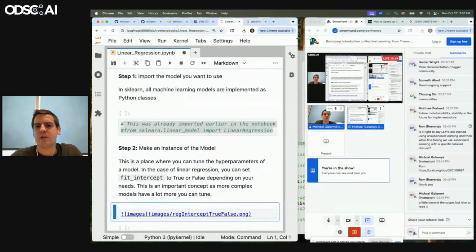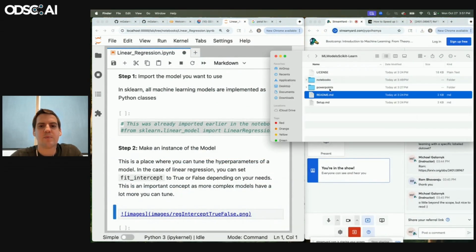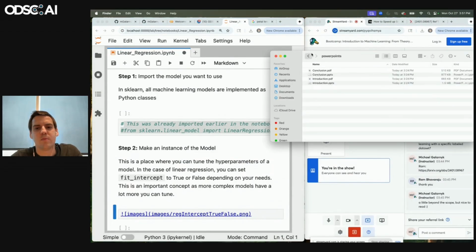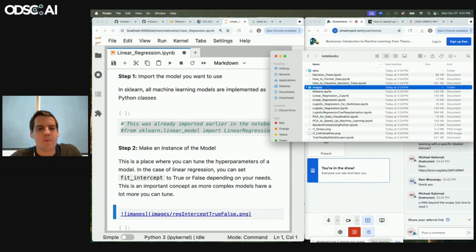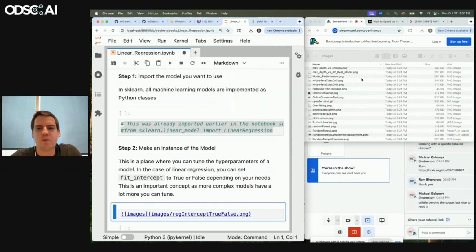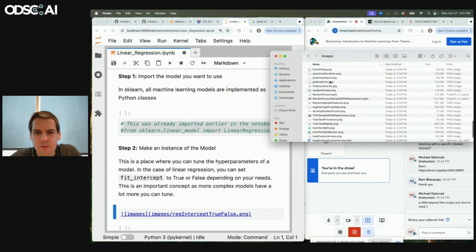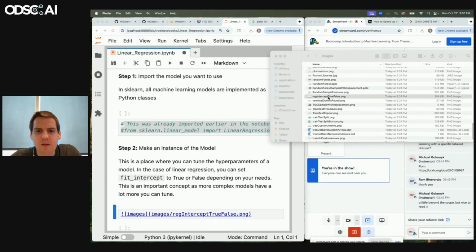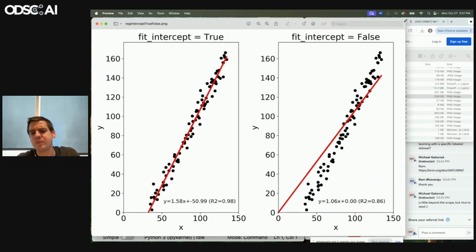And one thing I want to mention as I go through here is I spent a lot of time on these images way back in the day. But for this image, reg intercept true false is right over here. So when you actually look at this image, the model on the right fits a lot worse. So basic things like setting hyperparameters to some value before you fit them on the data can really make a big deal.